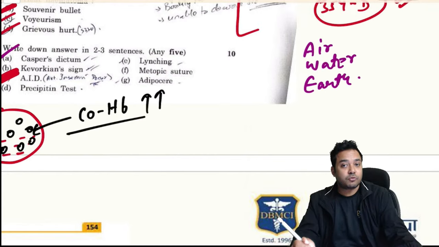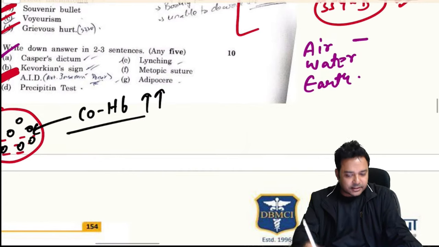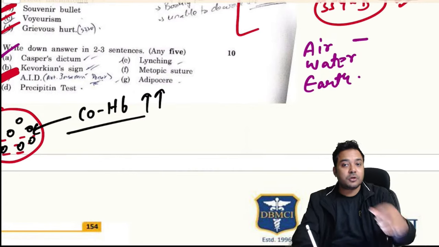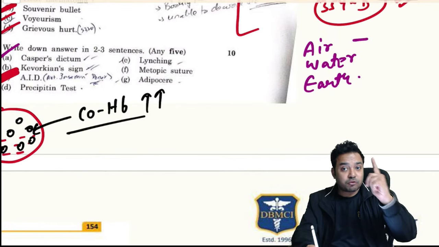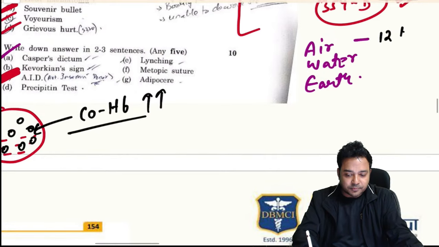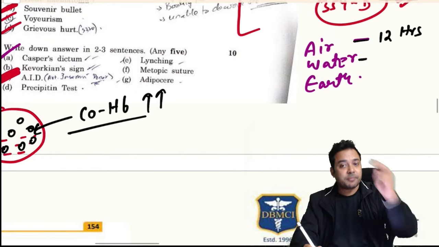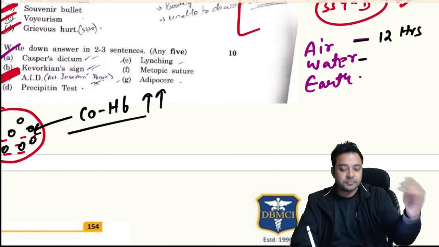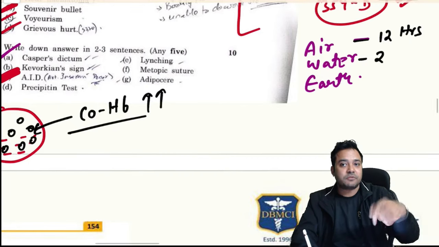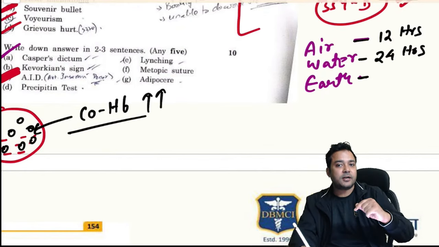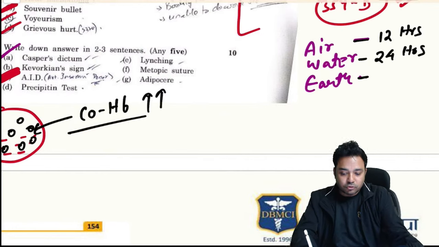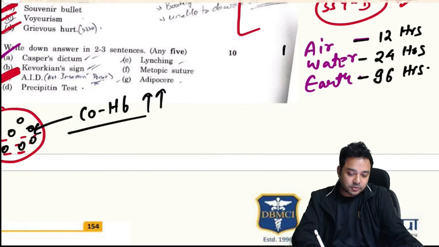According to my dictum, if the dead body shows bacterial putrefactive changes like color changes and gaseous changes earliest by 12 hours in air medium, the same dead body under the same ideal conditions, if kept in water medium, will show the same putrefactive changes in 24 hours. And the same dead body under the same ideal conditions, if buried under the ground, will show the same putrefactive changes at 96 hours. This is like 1:2:8.